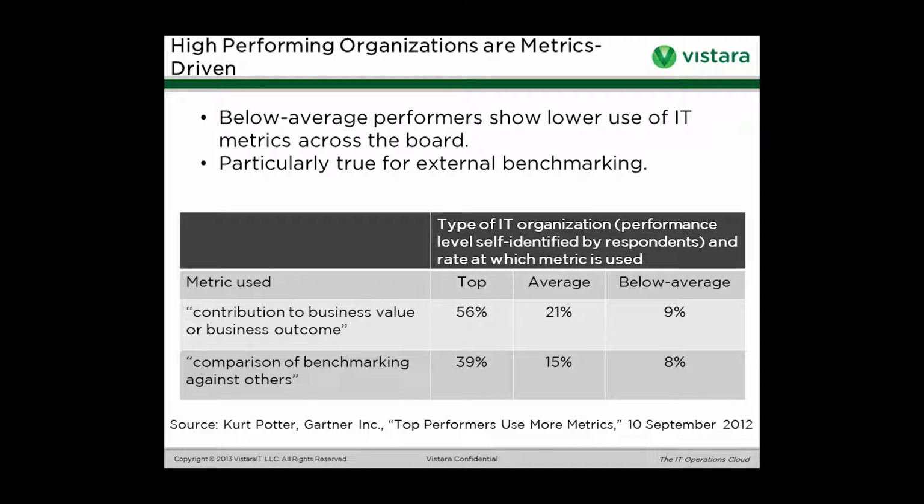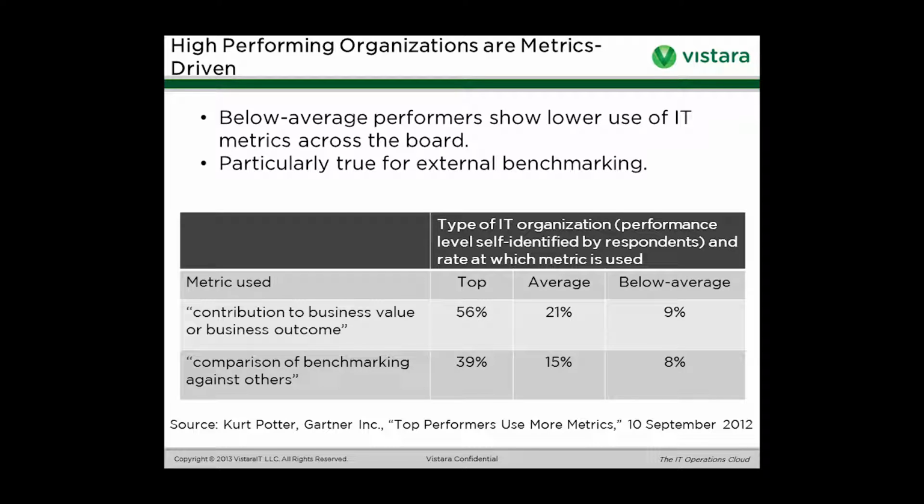One thing for us all to be aware of is that studies have shown that high-performing organizations are metrics-driven. Below average performing organizations show a lower rate of using IT metrics across the board. Gartner did a study in which they asked IT organizations to rate themselves, and of course this is confidential, either as below average performers or top performers, and then the respondents also rated their organizations on the extent to which they used various kinds of metrics.